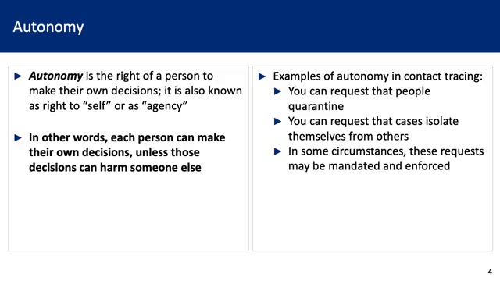So where does autonomy show up in contact tracing? Where will you encounter it? Well, you're requesting someone to quarantine, and you're requesting cases to isolate themselves from others. So you'll try to convince them of this, but in some circumstances, these may be mandated or enforced. That's because it's not entirely up to the person to make their own decisions about what they do if what they do can harm others. So here's a place where we have to balance, again, individual rights and protecting the health of the public.